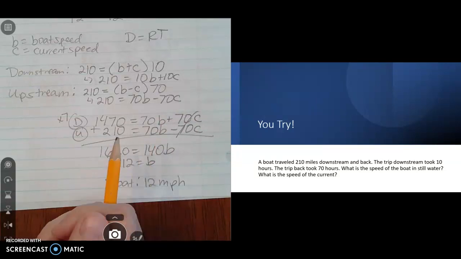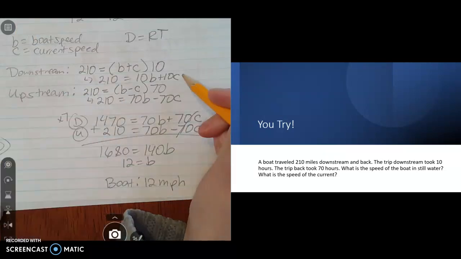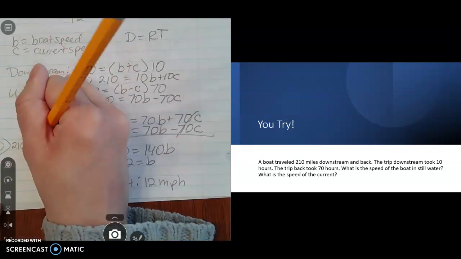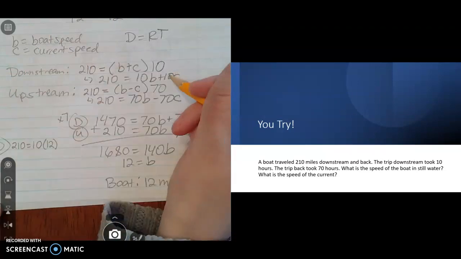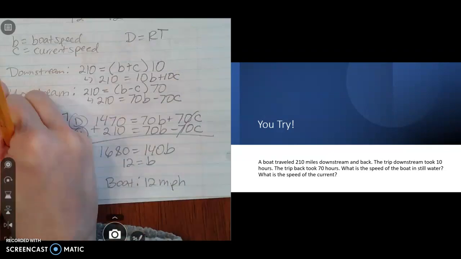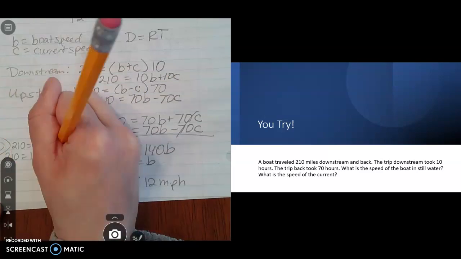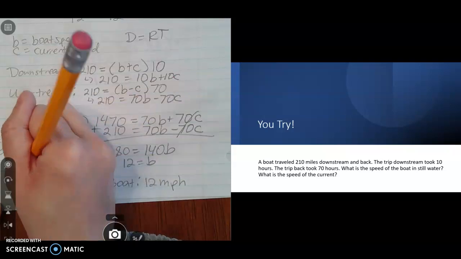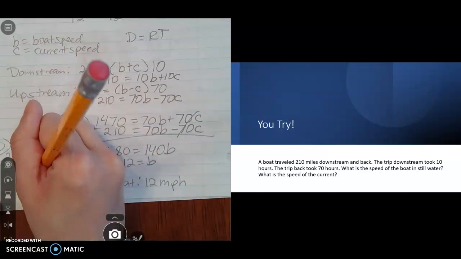I still need to solve for my current though. So how about we use that downstream equation since it has slightly smaller numbers. So I'll have 210 equals 10 times B's, and my boat is going 12 miles per hour in still water, plus 10C to solve for my current. 10 times 12 would be 120, plus 10C. And if I subtract 120 from both sides, I'll get 90 equals 10C, and if I divide both sides by 10, I'll get 9 equals C.